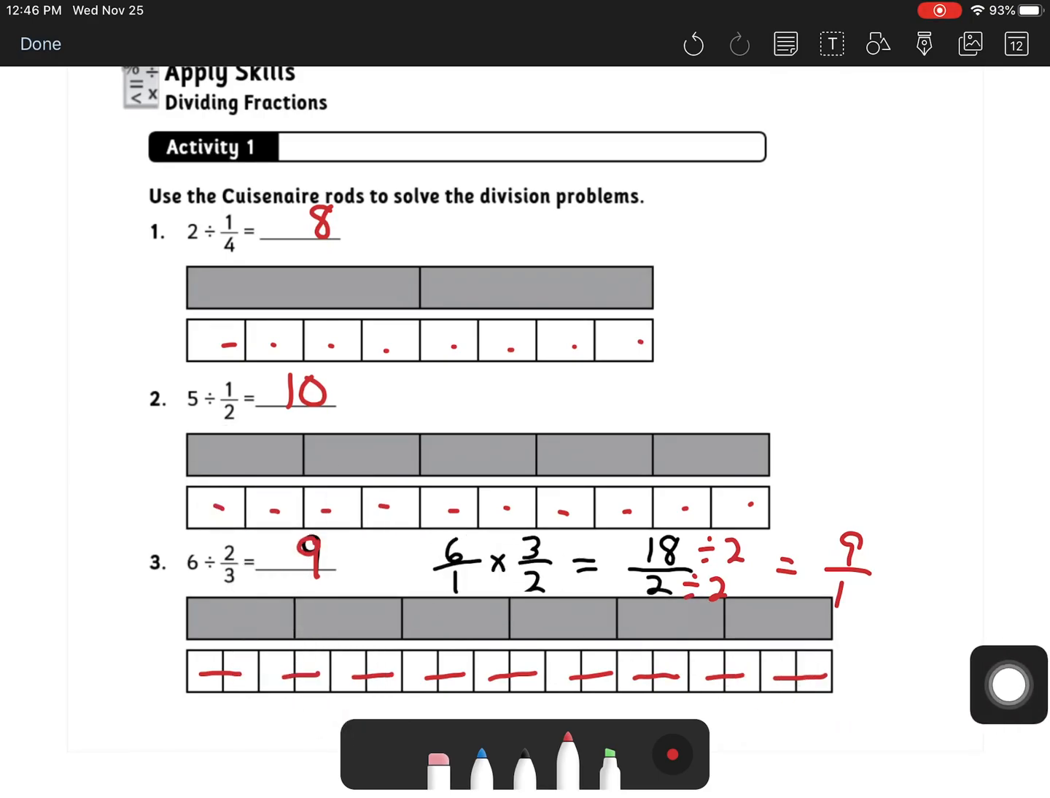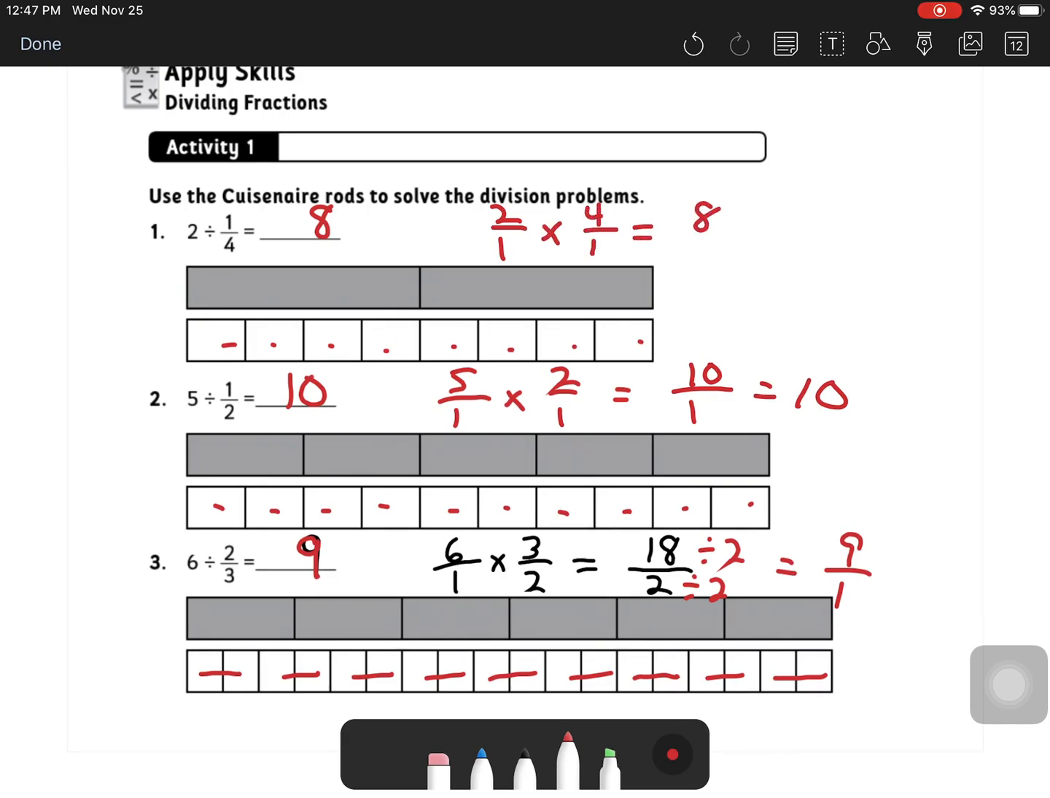And on all of these, I could have done it in the same way. 5 over 1, and then times, instead of 1 over 2, I'd have 2 over 1. Right. So this would be 10 over 1, which is just 10. Same here, I'd have 2 over 1, and then instead of divided by 1/4, it would be times 4 over 1, which should be 8 over 1, or 8.